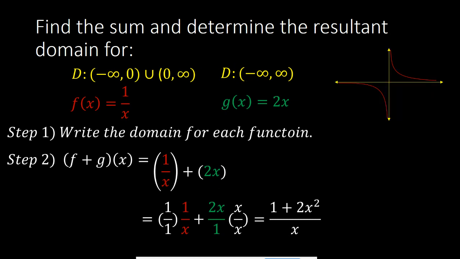But if we thought about the overlap in those two functions, the overlap is every number but 0. That makes sense. There's the graph of that function. There's the graph of that function. And you can see every x is shared except 0. So there's the domain of f plus g. Every number but 0.